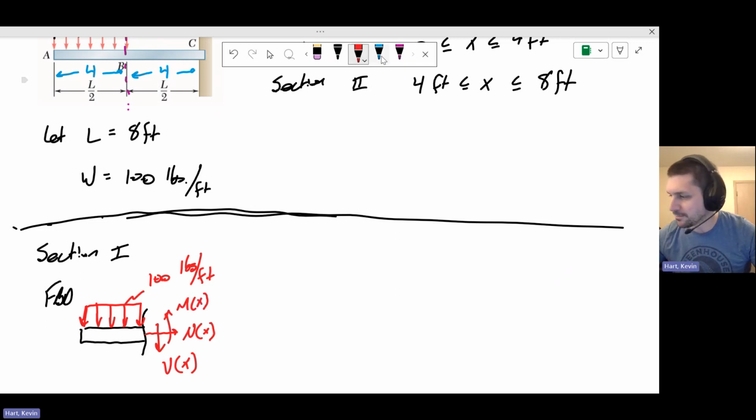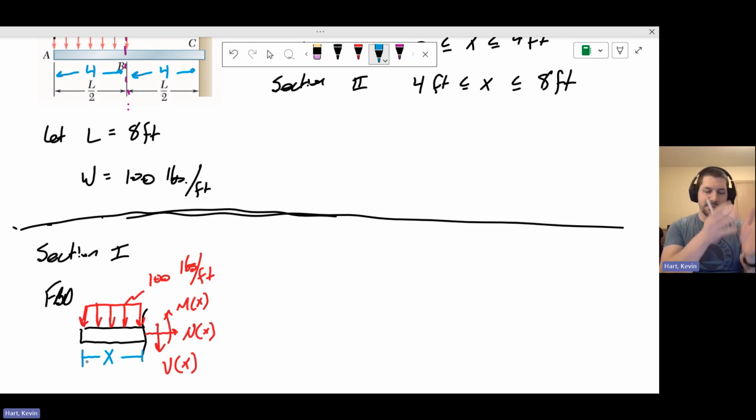Remember that the dimension for this cut, how long this bar is, is a variable dimension. It's the variable x. This is meant to represent any cut along the bar that exists between the left-hand side of the bar and some location x. Since we're in section 1, that location is between 0 and 4 feet, that first section of the bar. Now, I have a distributed load, and I have to convert that distributed load into an equivalent force in order to execute my shear and bending moment diagram equations correctly.